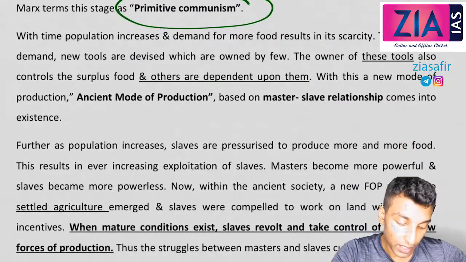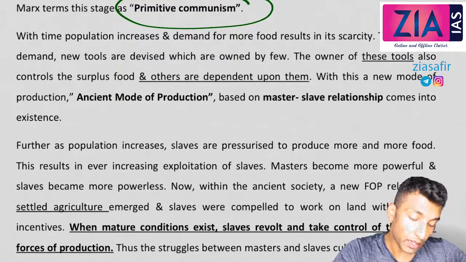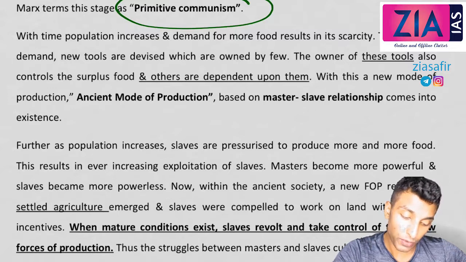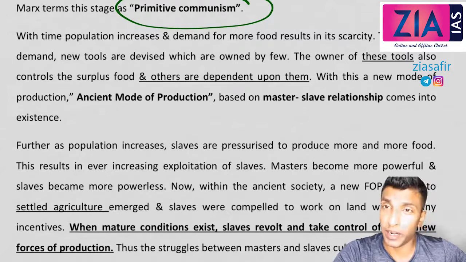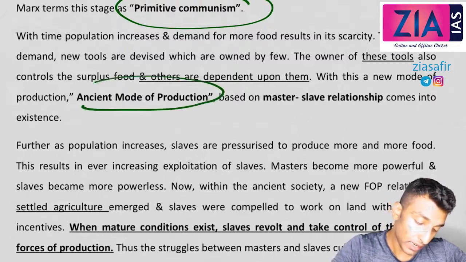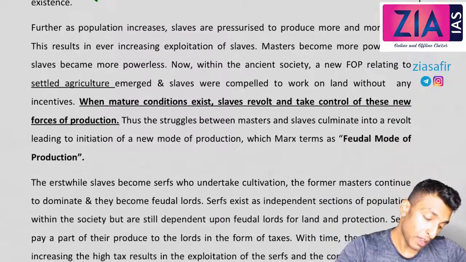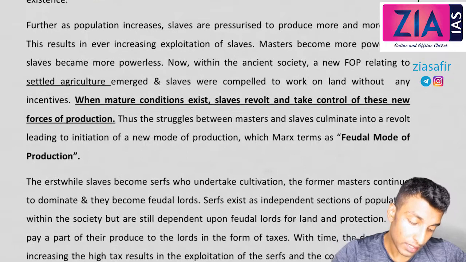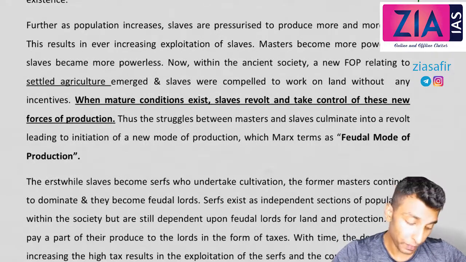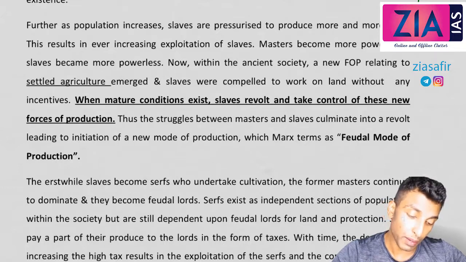Then, with time, population increases and the demand for more food results in its scarcity. To meet this demand, new tools are devised which are owned by few. The owner of these tools also controls the surplus food and others are dependent upon them. With this, a new mode of production, the ancient mode of production based on master-slave relationship, comes into existence. I hope you know this, so there is no need to have any problem here, okay? Further, as population increases, slaves are pressurized to produce more and more food. This results in ever-increasing exploitation of slaves, masters becoming more powerful and slaves becoming more powerless.